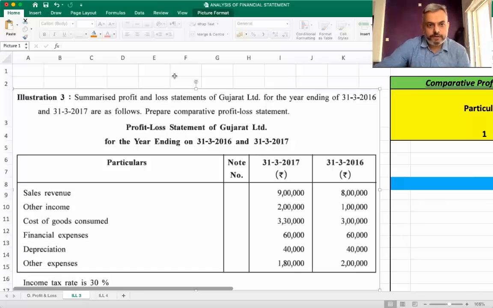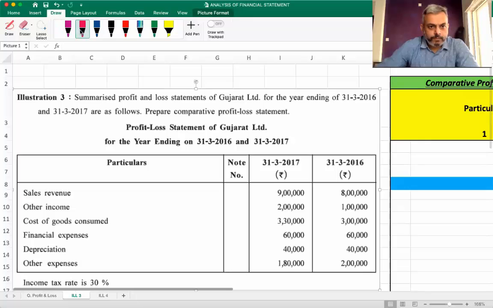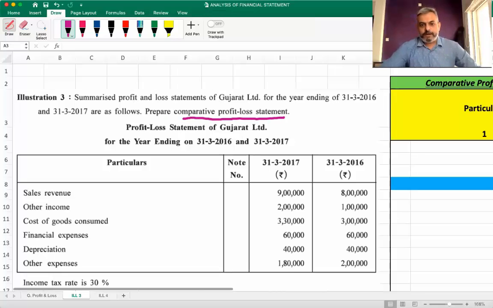Now illustration 3 is what we are going to do. Summarized profit and loss statement of Gujarat Limited for the year ending on 31/3/2016 and 31/3/2017 are as follows. Prepare comparative profit and loss statement. Now, here there are a few things which you have to really keep in mind. Profit and loss statement of Gujarat Limited for the year ending 31/3/2016 and 31/3/2017.